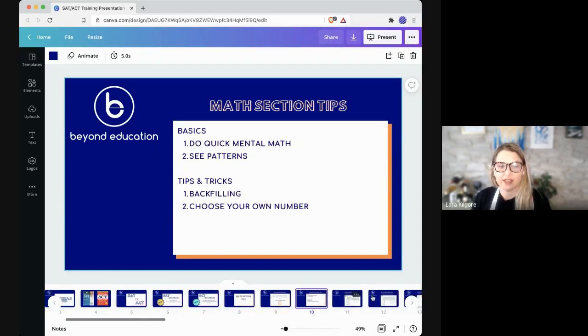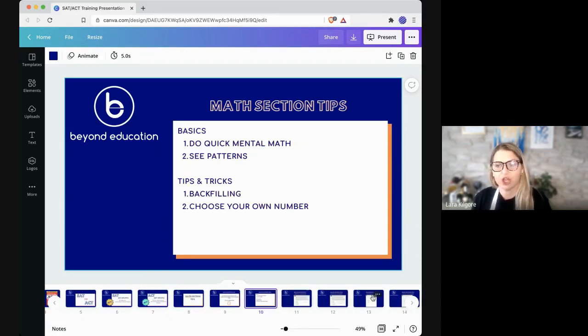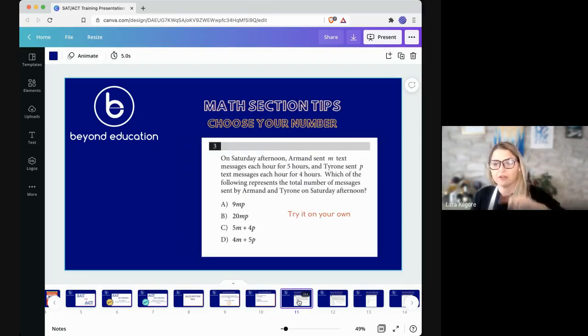It's not necessarily that you have to shove it down your student's throat, like, you must backfill or you must choose your own number, but there are definitely some questions where it makes the problems easier. And part of it is just helping their brain to rewire and think, oh yeah, let me choose my own number here. Okay, so we're going to launch right in, at 9:21 in the morning, to some SAT math.